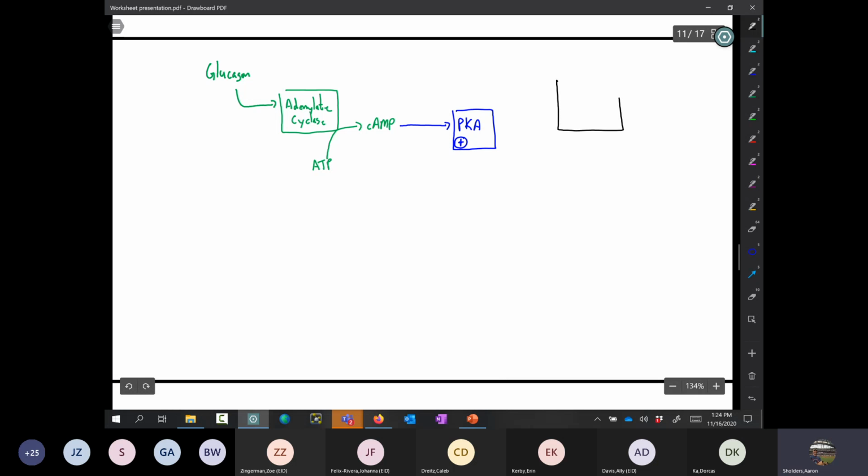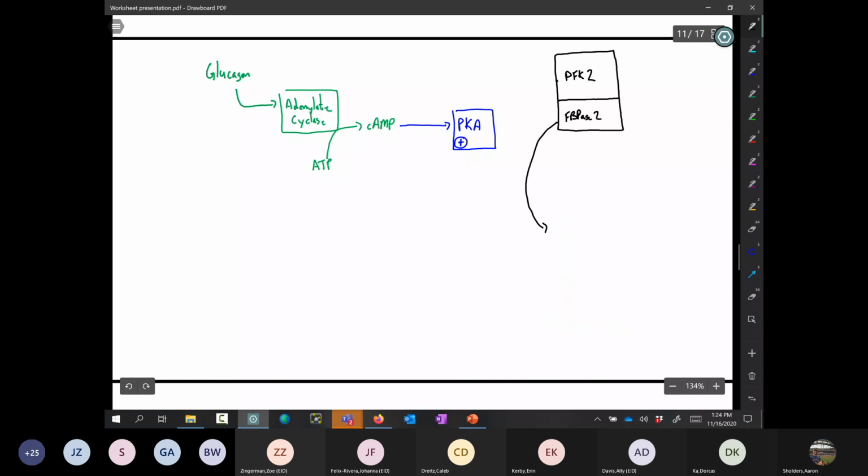So we'll draw our bifunctional enzyme here. We'll put PFK2 in the top, the kinase domain, and we'll put FBPase2 on the bottom here. Okay, and it can exist in two forms. It can exist in the unphosphorylated form.